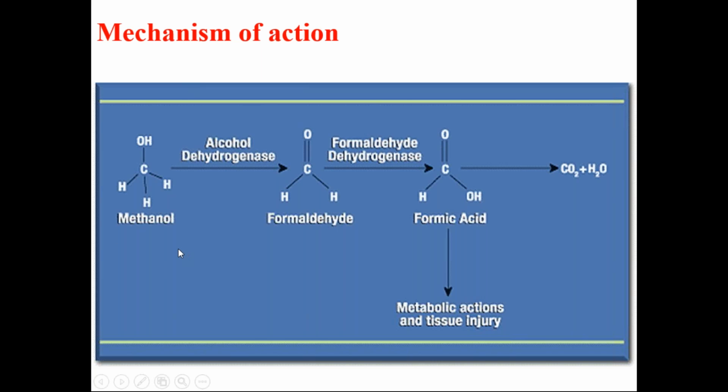So the mechanism of action is very important. Methanol is converted into formaldehyde in the presence of alcohol dehydrogenase, and then this formaldehyde is converted into formic acid by formaldehyde dehydrogenase. So there are two enzymes, alcohol dehydrogenase and formaldehyde dehydrogenase, and two byproducts, formaldehyde and formic acid.